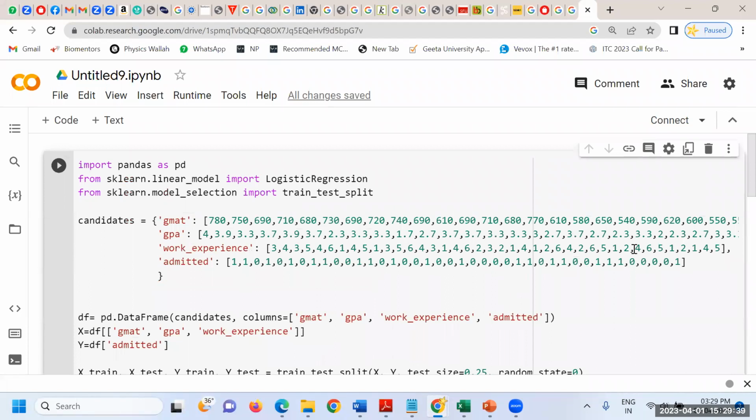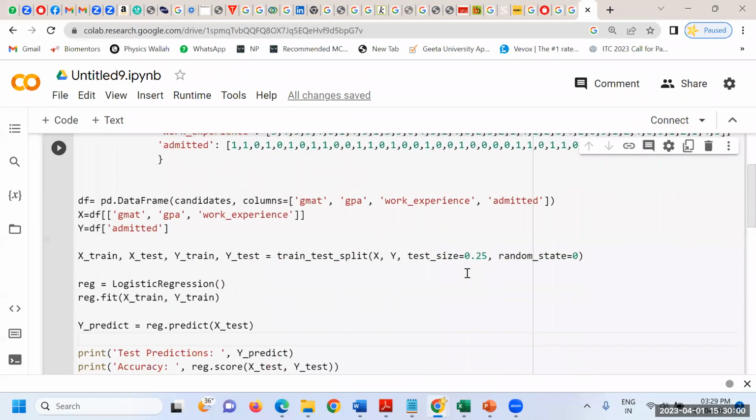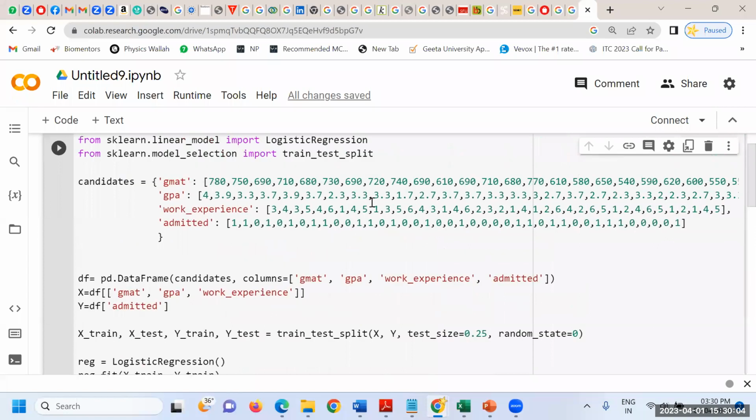Like, randomly I have given some values. So if the GMAT score is very high, GPA is very high, work experience is very high, but still I give 0, it is not going to work. If all the parameters are high, that means he must be admitted. So if this sort of data is taken, you may not get accuracy near 98, 99%. You will get accuracy depending on the data that you are choosing. So data has to be very accurate.